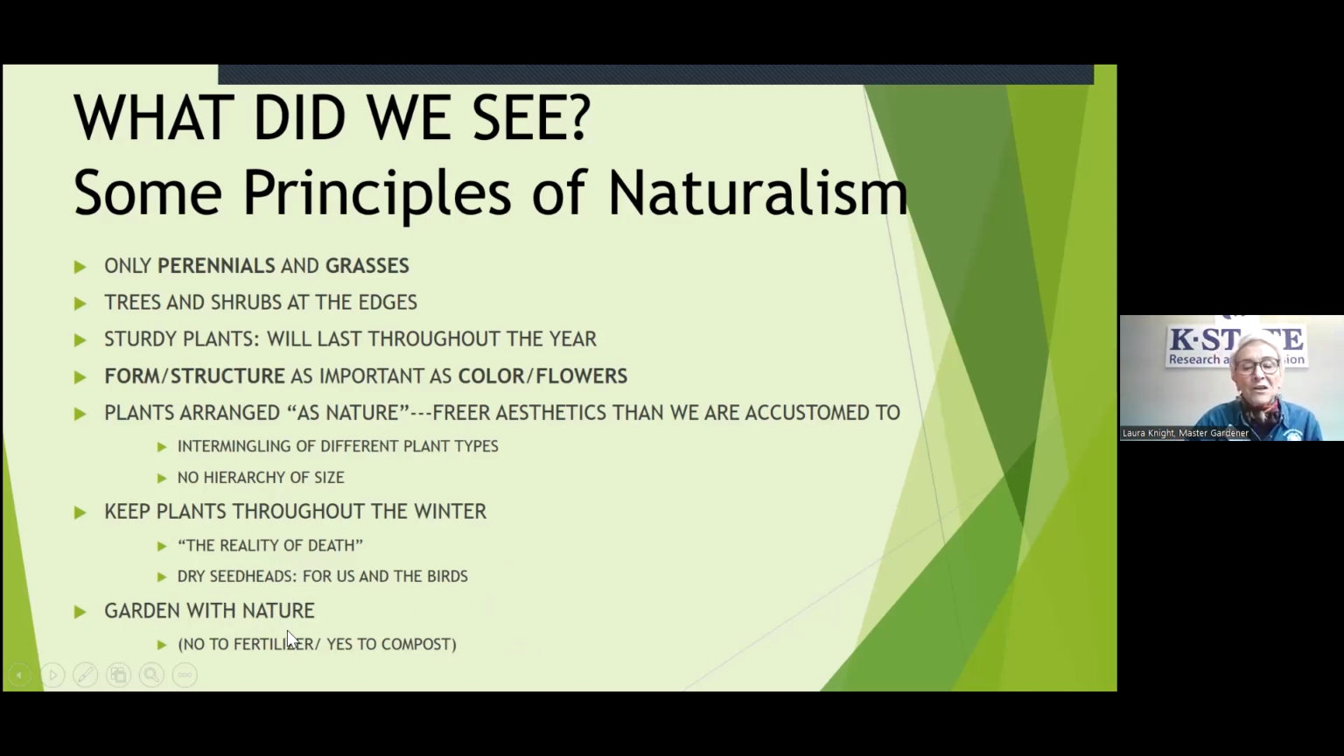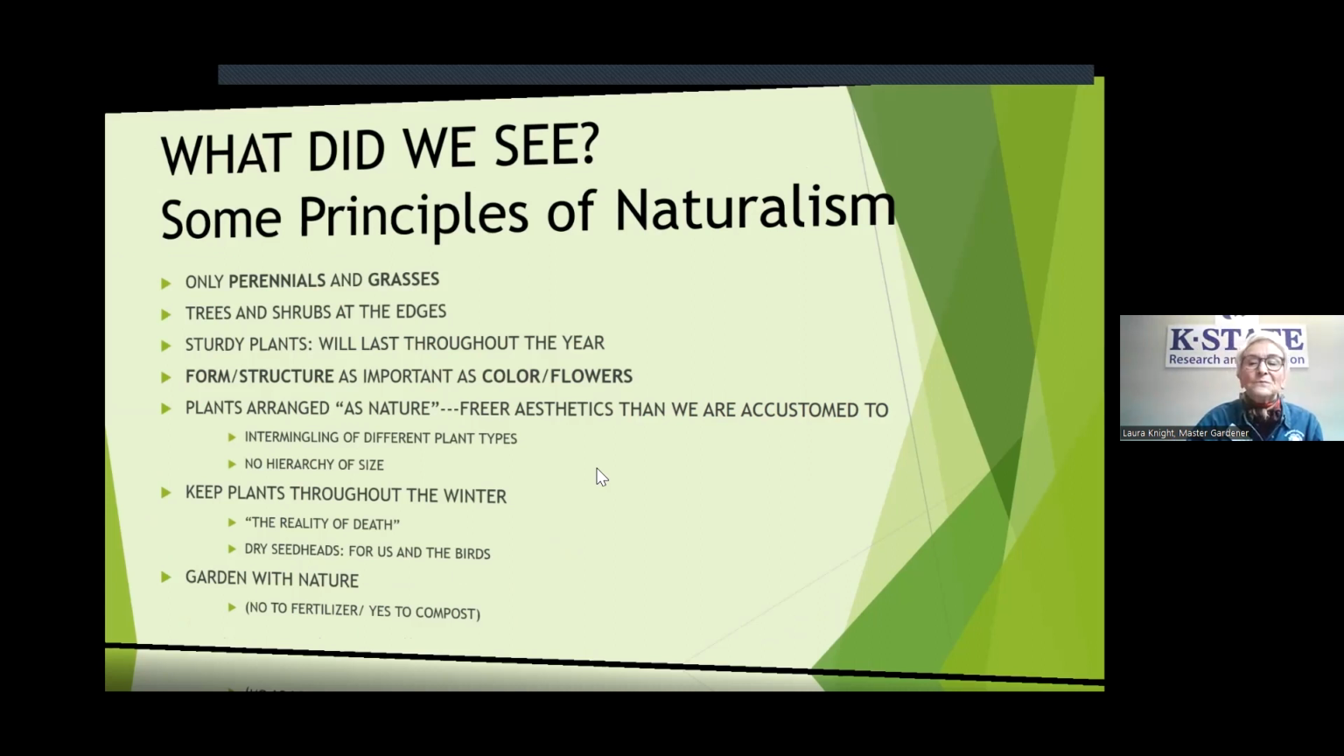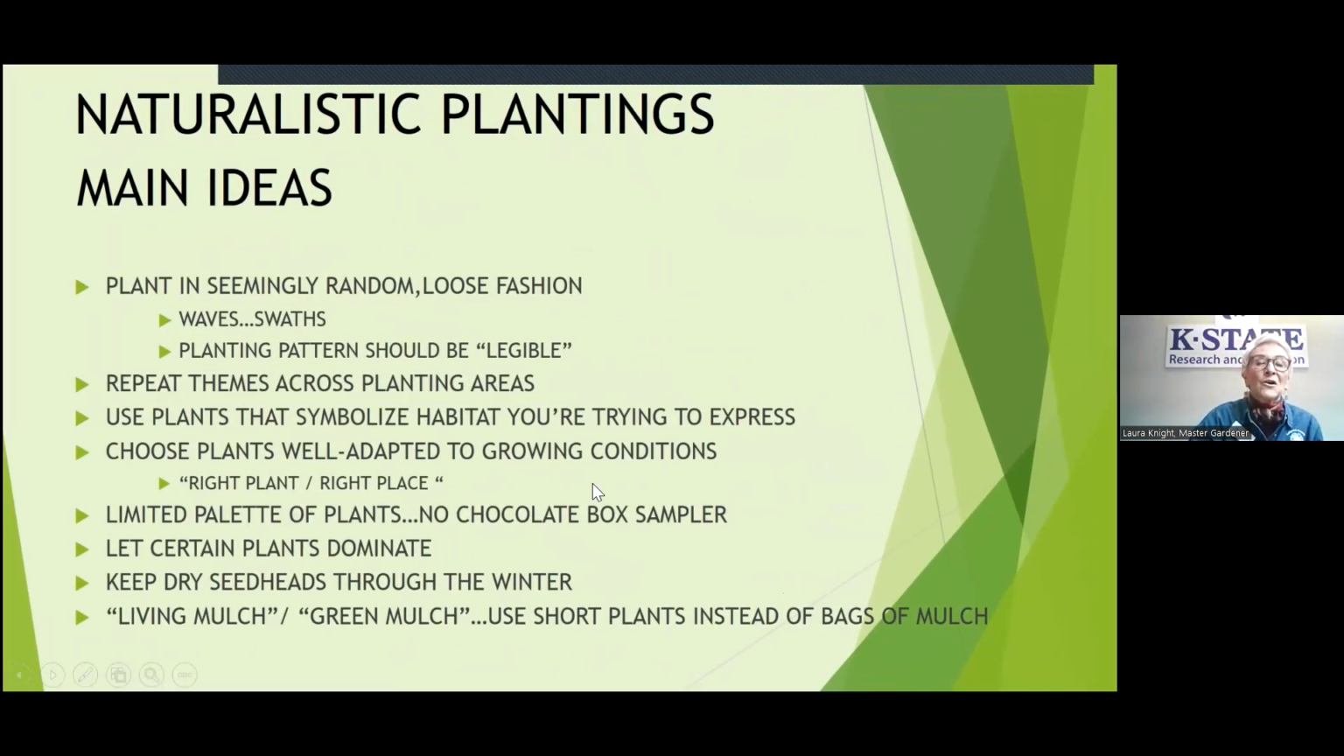And when you're gardening with nature, after a while, you say yes to compost and no to a lot of fertilizer after you have established your garden. So you are going to be planting in seemingly random and loose fashion, in waves and swaths. But there has to be a legibility to the pattern of your garden. And you bring legibility by making a few pathways, by limiting and making very clean edges, and use plants that symbolize the habitat that you're trying to express.